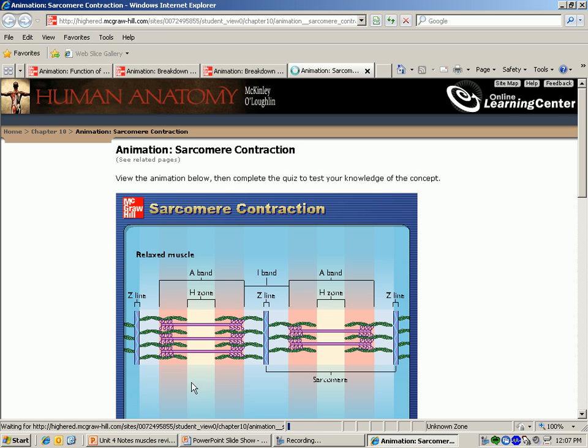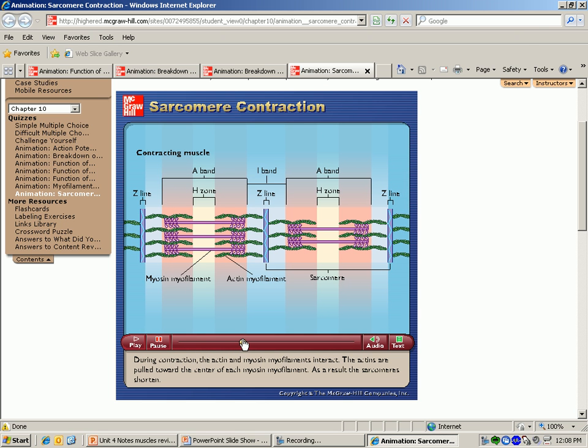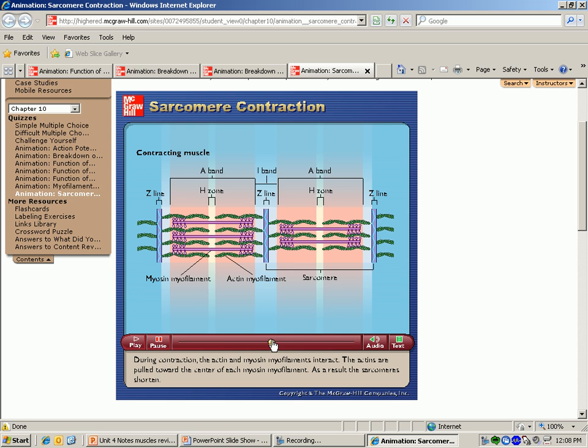In this animation, you can actually see two sarcomeres. Again, there's the Z line, the Z disc, and each one has myosin and actin. After they walk along each other and contract, the myosins are pulling the actin closer and closer into the H zone. Do you see how the H zone is disappearing? The whole sarcomere got shorter. This is how a muscle contracts.